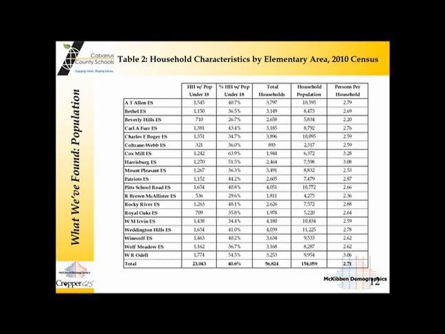Household size, 2.5. And again, here you can see in Cabarrus it's 2.7, and then it runs a gamut from above 3 to almost down to 2. Next slide, please. Oh, thank you.